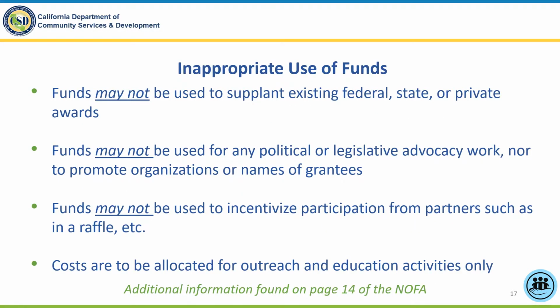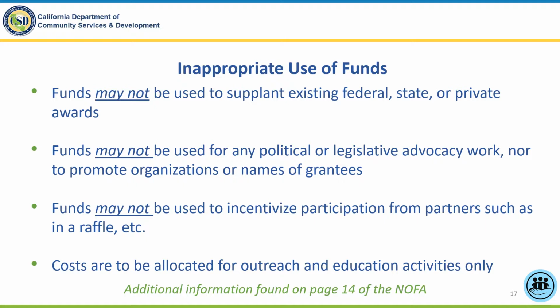Inappropriate uses of funds are detailed on page 14 of the NOFA. Funds may not be used to supplant existing federal, state, or private awards. Funds must be used for new or expanded EITC education and outreach activities. For example, if your current budget already includes funding to support a specific outreach strategy, these funds should not be used to supplant this activity. However, you may utilize these funds to expand this outreach activity.